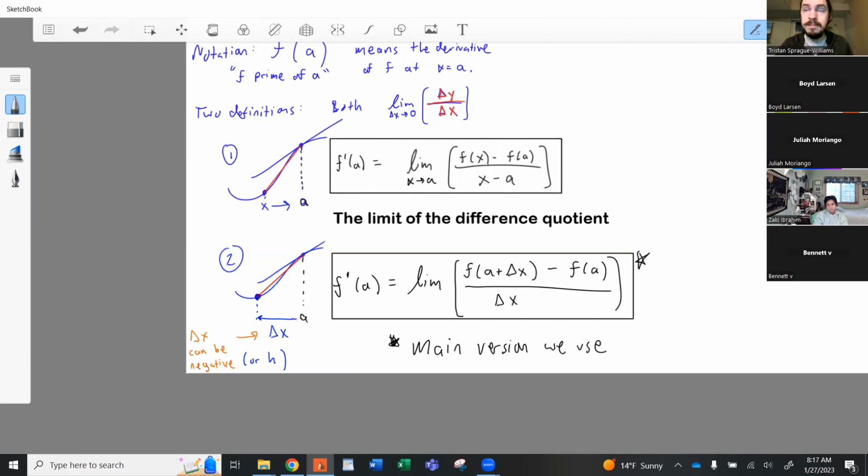Tristan? Julia, yeah? I have a question. So you say delta x, is it the point or is it the change in between a and x? It's the change. Change between the two? Yes. Okay, thank you. Change is actually a great word to use, better than distance between them. Distance seems like something that should be positive, but the change in x is what it really is, and that can be positive or negative. Okay. Thank you.